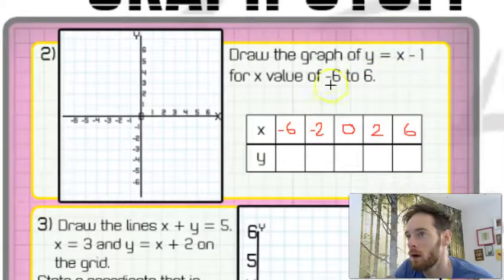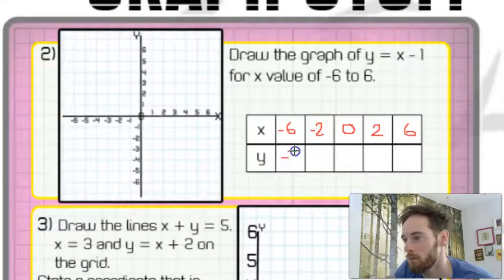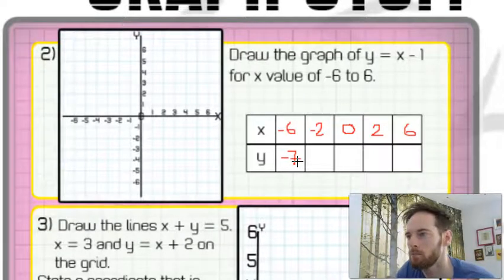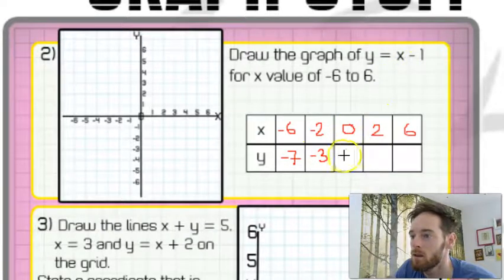So y equals minus 6 minus 1. If you want to do minus 6 minus 1, you would get minus 7. Okay? And if you're not sure with positive and negative, if you're multiplying, dividing, adding, subtracting negatives, go back to the number section and watch that video that I made for you. Okay? Minus 2 goes in. Minus 2 minus 1 is minus 3. Okay? 0 goes in. 0 minus 1 is minus 1. 2 goes in. 2 minus 1 is 1. And 6 goes in. 6 take away 1 is 5.